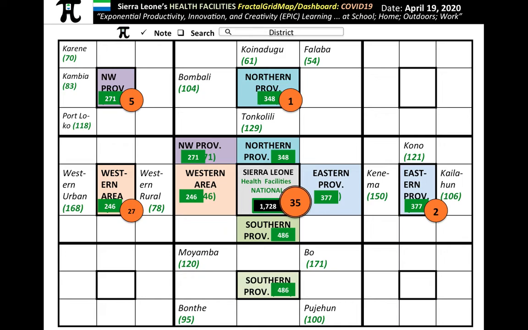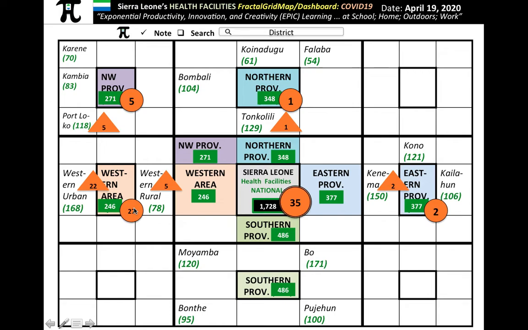Where the Western area has got 27, Northwestern Province 5 confirmed cases, Northern Province has got 1, and the Eastern Province has got 2 confirmed cases. Luckily, Bo hasn't any confirmed case yet. Yet it has the most number of health facilities. We can also take a granular look at the distribution of the confirmed cases.